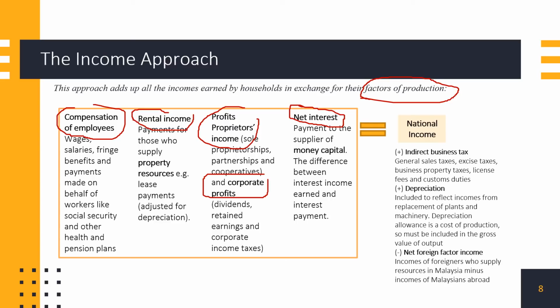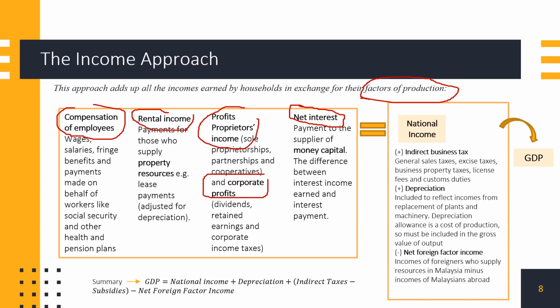At the same time, we do have Malaysians living and working abroad. Although they are Malaysians, they are not producing for Malaysia, so we need to deduct whatever income we get from them, because it does not represent production in Malaysia. So now recall: national income plus indirect business taxes plus depreciation minus net foreign factor income is finally our GDP. To summarize, GDP under the income approach is the national income from these four categories of resource earners, plus depreciation, plus indirect business taxes, minus net foreign factor income. Then you get GDP.